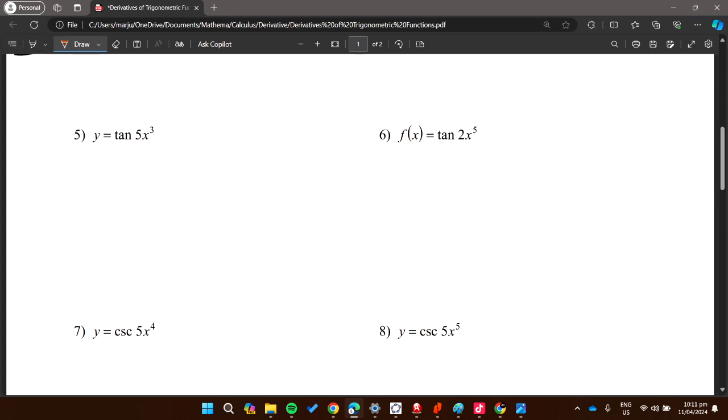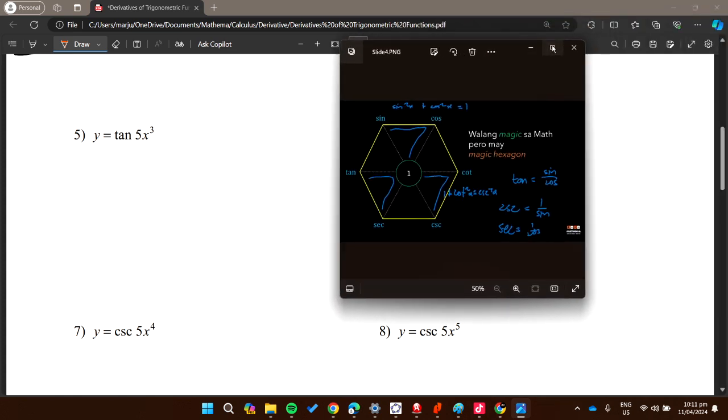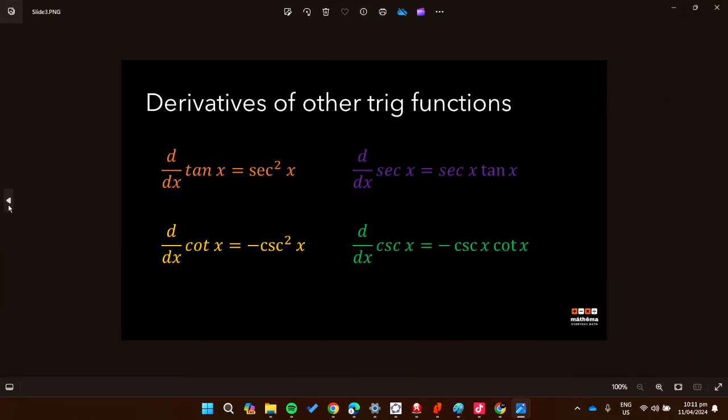So, again, ibalik ko lang para meron kayong guide. Kung hindi nakita earlier, ito yung ating derivatives of trig functions. So again, take a screenshot or a snip on it para meron kayong guide while we are solving.